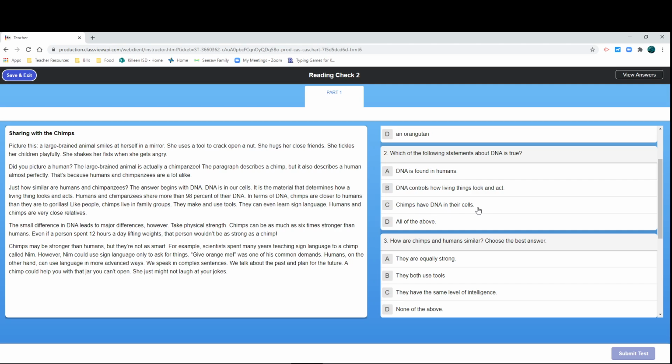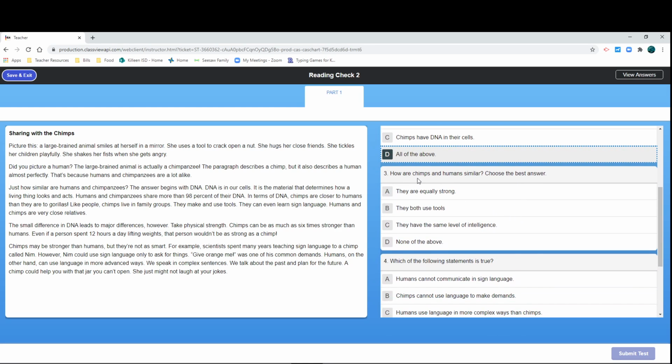Chimps have DNA in their cells. Well, yeah, it says that humans and chimpanzees share more than 98% of their DNA. If humans have DNA and it's saying that humans and chimpanzees share DNA, then it stands to reason that chimps have DNA in their cells. So then the answer would be D, all of the above. All right.